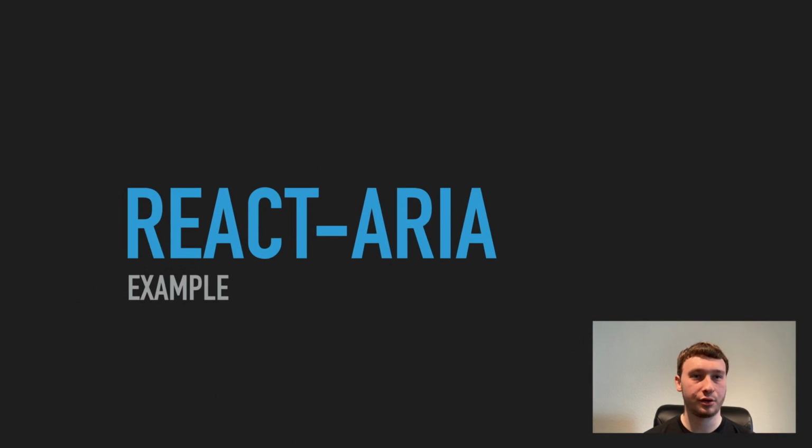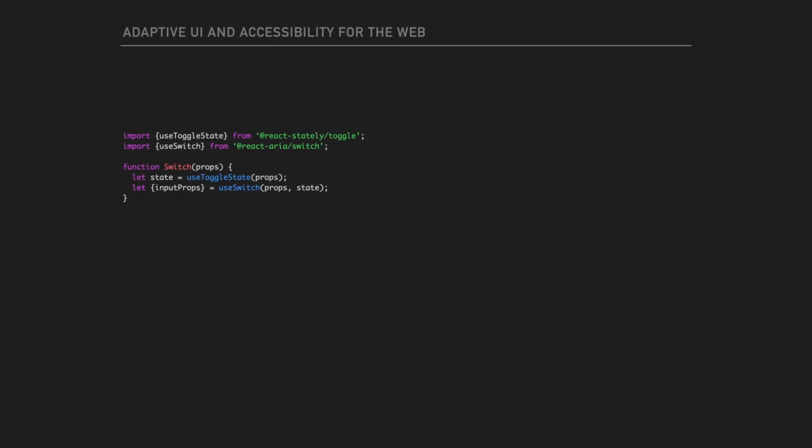All right, so let's go through an example of what it looks like to actually build a component with React Aria and React Stately. If you're integrating with Adobe software, you might want to use our components in React Spectrum directly, but chances are you want to build your own design system, so React Aria might make sense for you. We're going to build a simple switch component. This is something that doesn't exist natively in a browser.